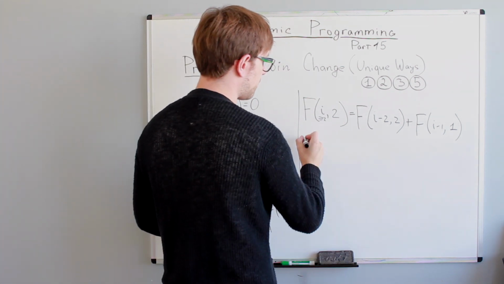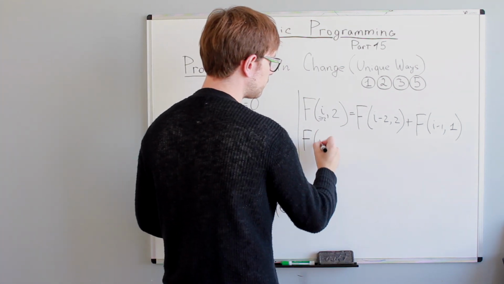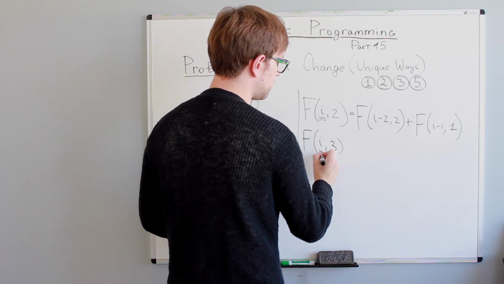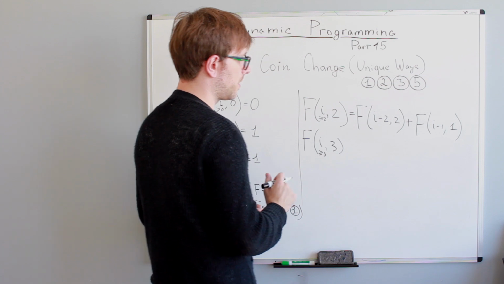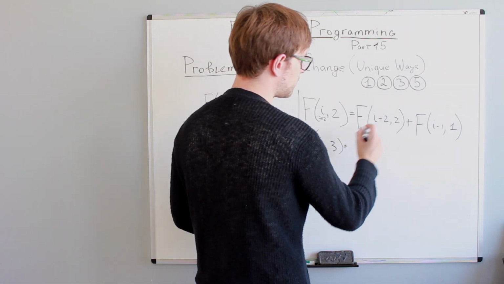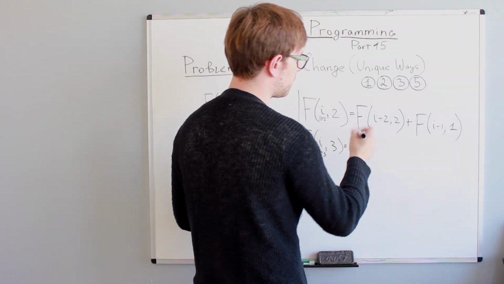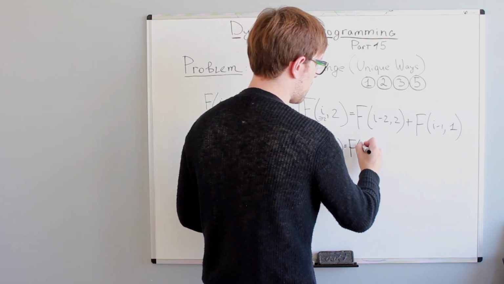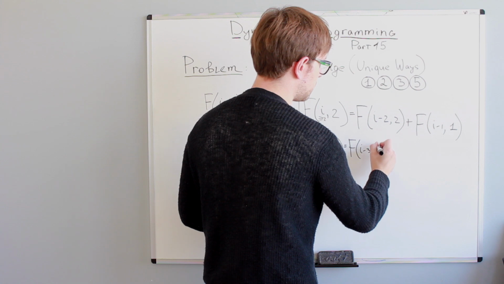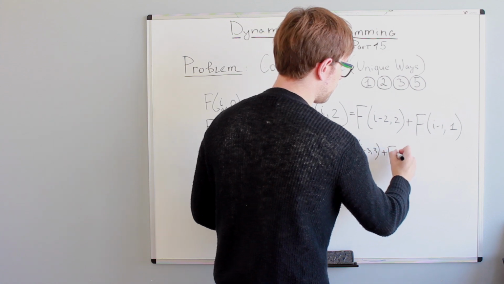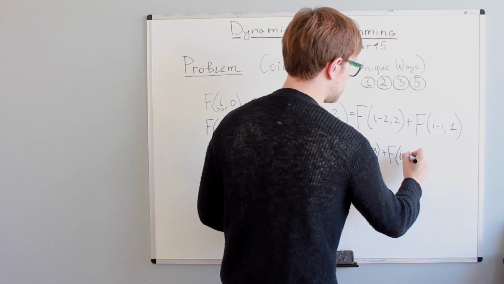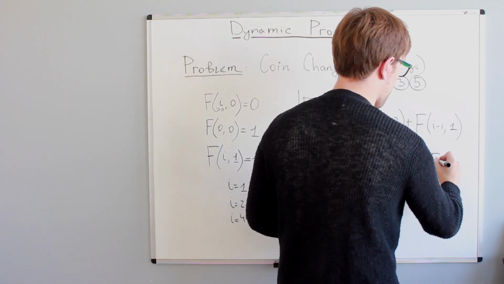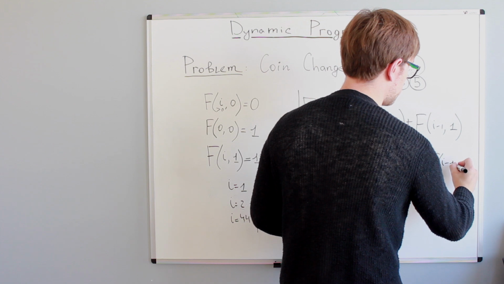For f of i, 3, when i is equal to or greater than 3, the transition function would be pretty much the same, except we would add i minus 3. So f of i minus 3 plus f of i minus 2 plus f of i minus 1.